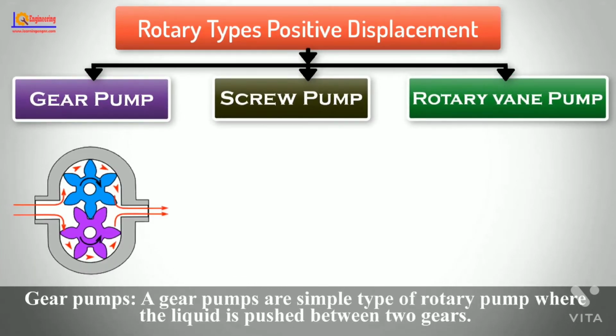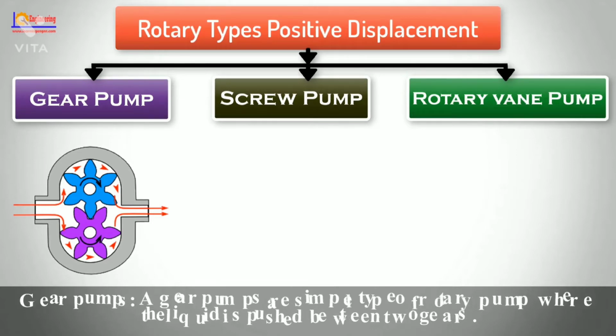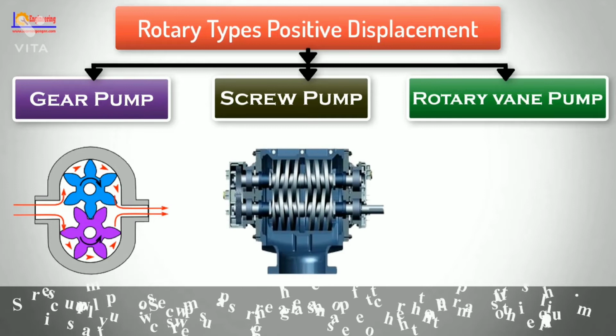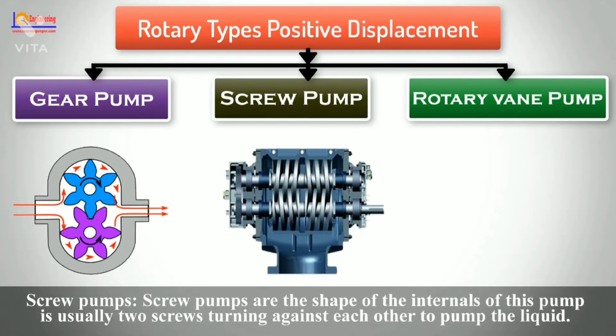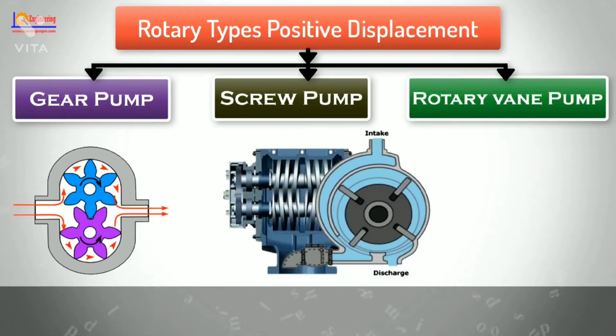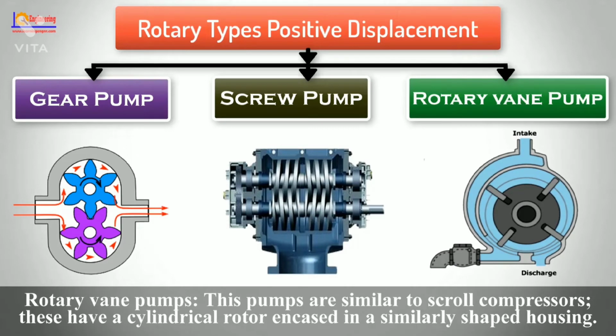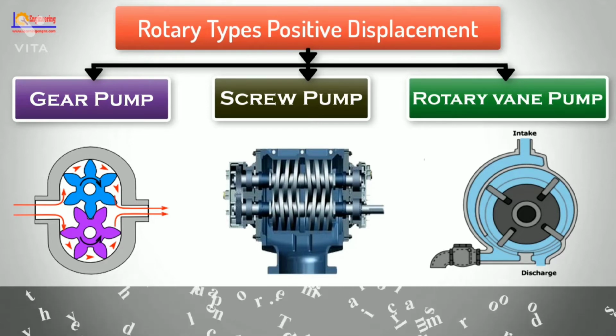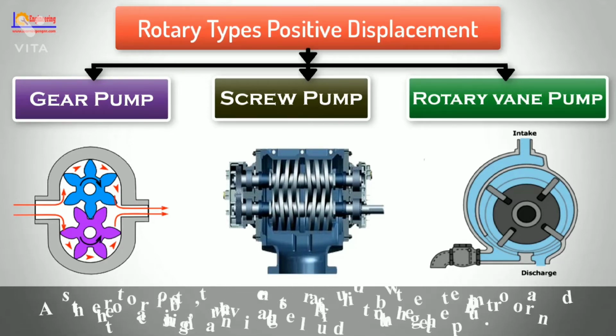Gear pumps. Gear pumps are a simple type of rotary pump where the liquid is pushed between two gears. Screw pumps. The internal shape of this pump is usually two screws turning against each other to pump the liquid. Rotary vane pumps. These pumps are similar to scroll compressors. These have a cylindrical rotor encased in a similarly shaped housing. As the rotor orbits, the vanes trap fluid between the rotor and the casing, drawing the fluid through the pump.